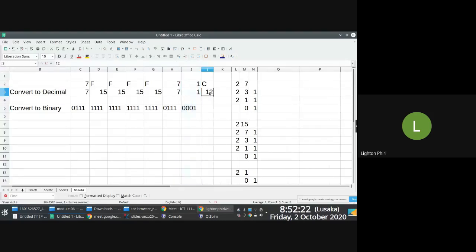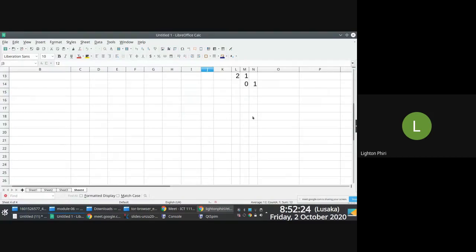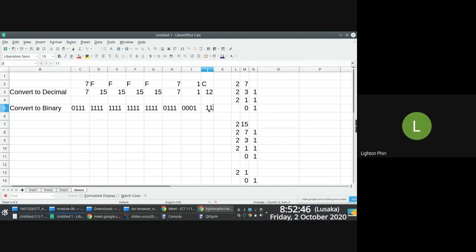What is 12? Repeatedly divide 12 by 2. 2 into 12 is 6, remainder 0. 2 into 6 is 3, remainder 0. 2 into 3 is 1, remainder 1. 2 into 1 is 0, remainder 1, right? So your answer, already a 4-bit representation, is 1, 1, 0, 0. Now, here's the thing about forming a mental picture.